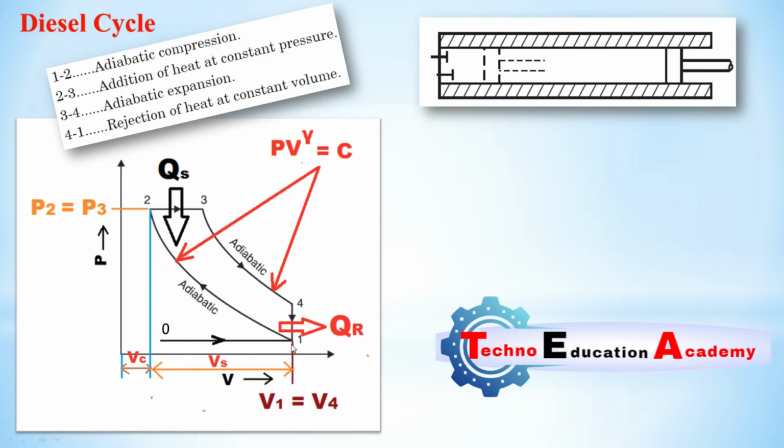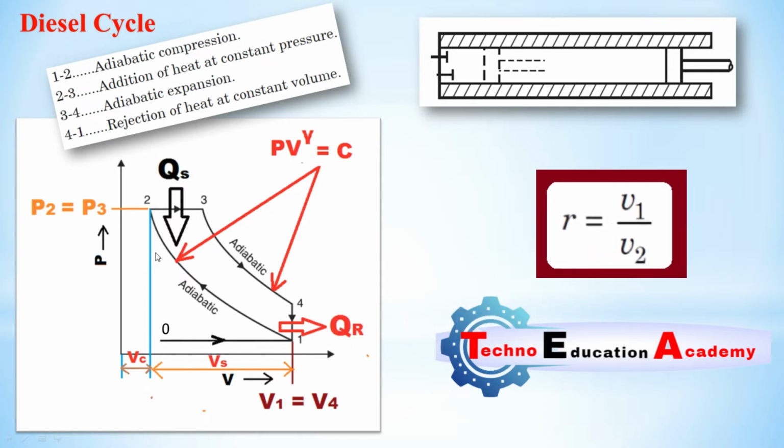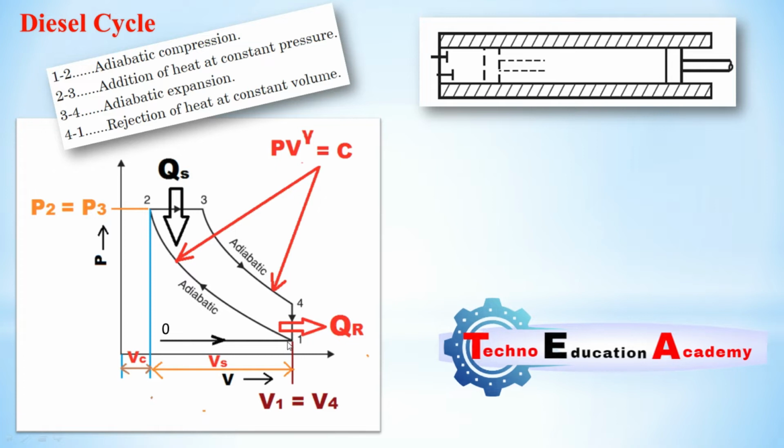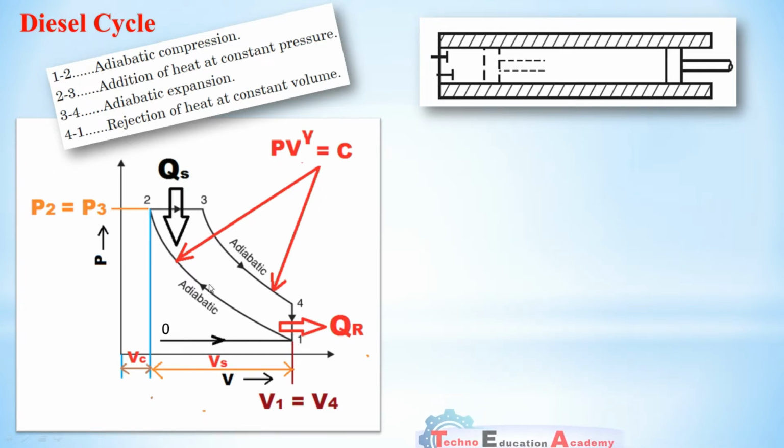So here you can see that at point 1 the maximum volume is there. It is represented by V1, and after compression the volume decreases and pressure increases. At point 2 the pressure is maximum in the cycle and the volume is minimum. This ratio is called the compression ratio, r equal to V1 by V2. It is the ratio of volume before compression and volume after compression.